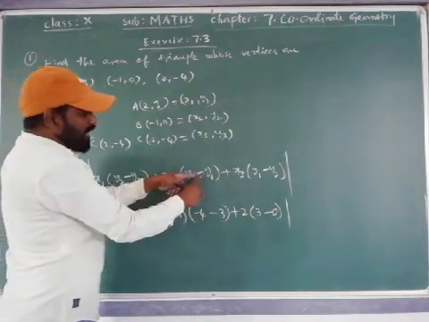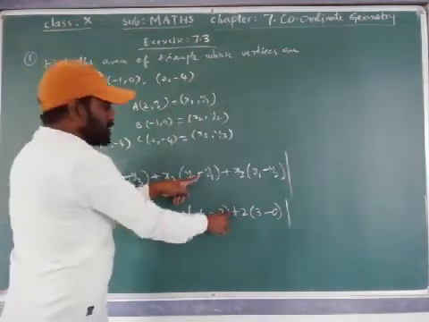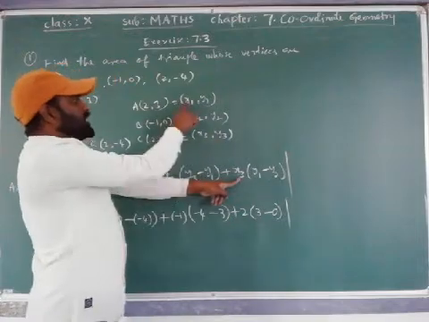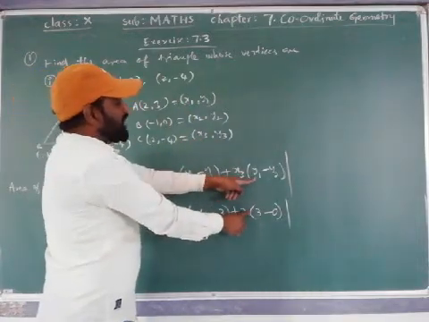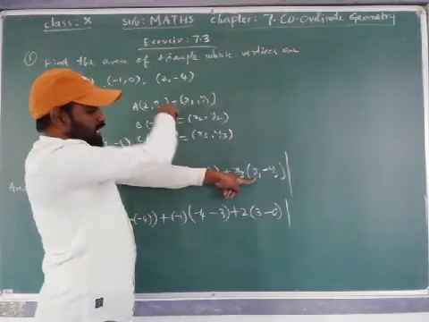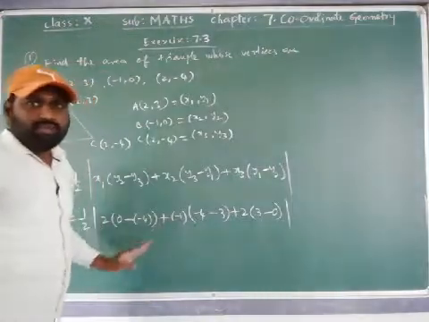Again minus in the formula, minus. Again y1. y1 is what? 3. Plus x3. x3 is what here? x3 is 2. In the bracket y1. y1 is what? 3. Minus y2. y2 is what? 0. All substitution is completed.